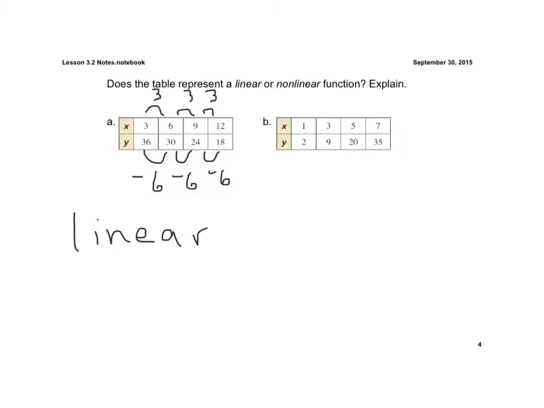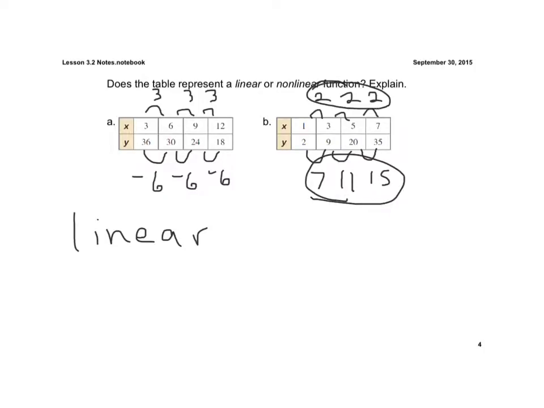In the next one, the x's are increasing by 2, increasing by 2, and increasing by 2. But here, the y increases by 7, and again, as x increases by 2, now it increases by 11, and again, as x increases by 2, here the y is increasing by 15. Since these are not constant, and these are, this is a non-linear function.